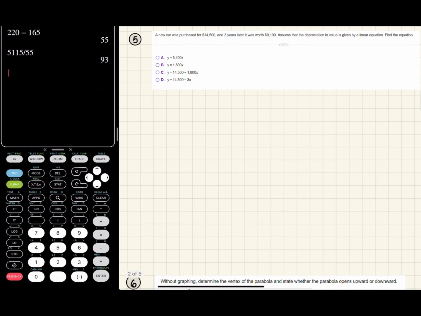On to number 5. We're talking about a new car purchase here. It was purchased for $14,500, and then 3 years later, it was worth $9,100. And they're telling us that the depreciation, or the amount that it decreased, is represented by a linear equation. So remember, linear equations are in this form.